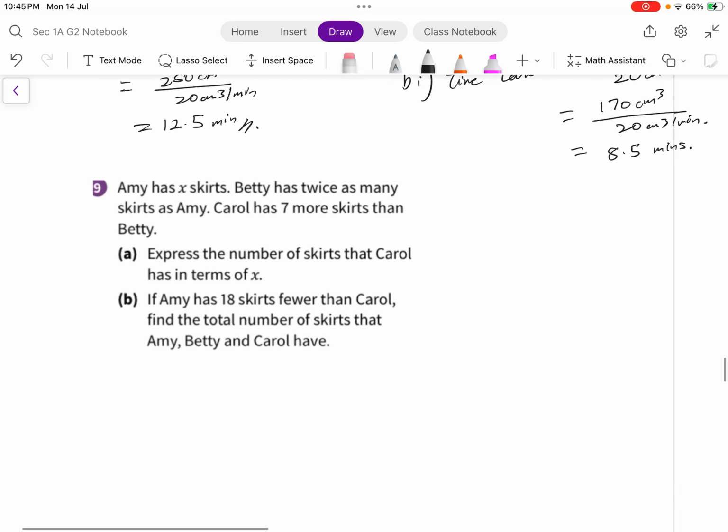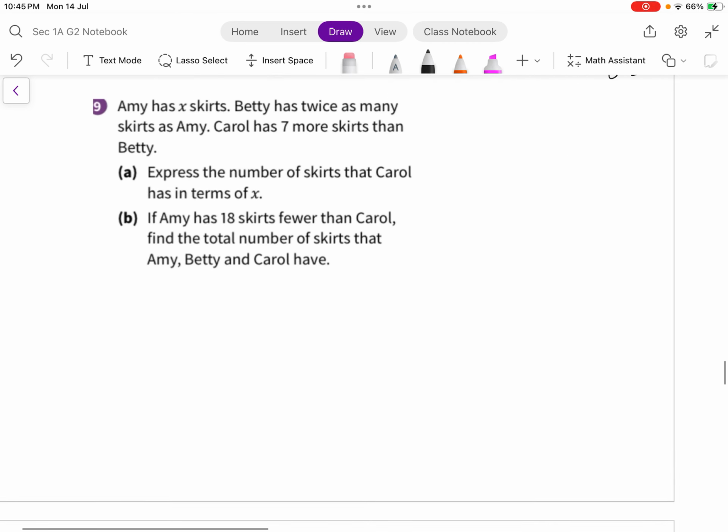Okay, question 9. Amy has X skirts, Betty has twice as many skirts. So Amy has X skirts, Betty has 2X. Carol has 7 more than Betty, so Carol should be 2X plus 7. Express the number of skirts that Carol has in terms of X. So Carol has 2X plus 7 skirts.